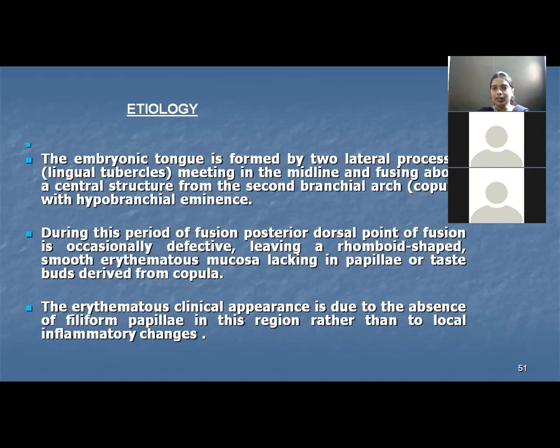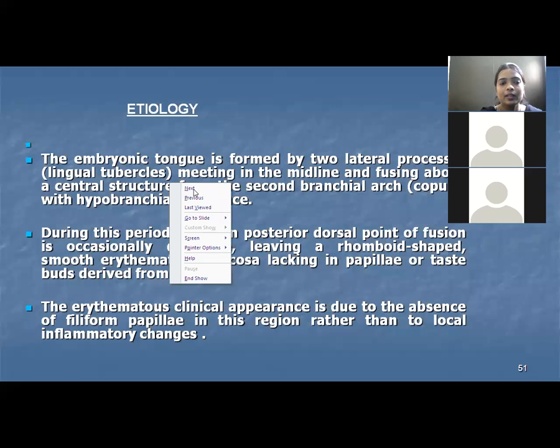What is median rhomboid glossitis? The tongue develops from the two lateral lingual swellings with a hypobranchial eminence, and they form the tongue. If the two lateral lingual swellings are defective, then a rhomboid shaped anomaly or developmental disturbance is formed, and it is an erythematous area, and they lack the filiform papillae.